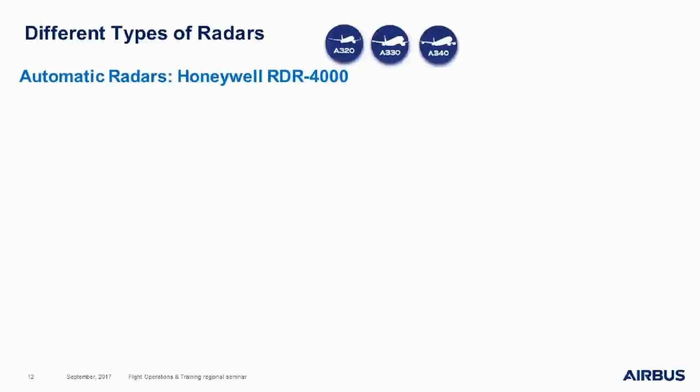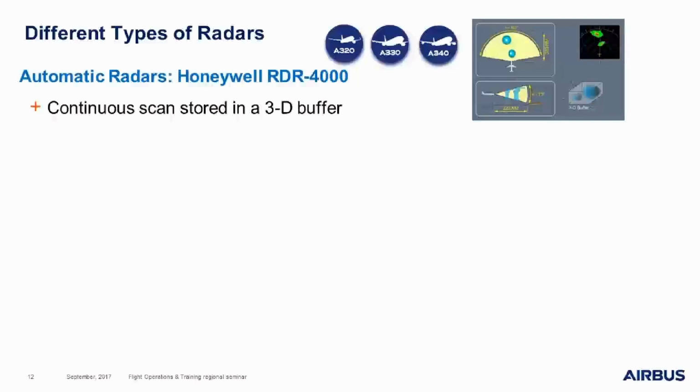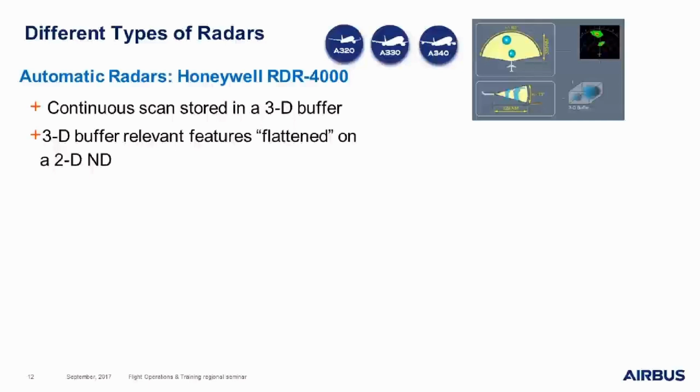Let's move now to the second type of automatic radar, the Honeywell RDR 4000. This radar has a very different philosophy in comparison to other types of radars. It performs a continuous scan of the space in front of the aircraft, and then the Honeywell RDR 4000 totally rebuilds a model of the weather in 3D. This model is stored in a buffer. Then the radar flattens the 3D buffer relevant features on the 2D ND.